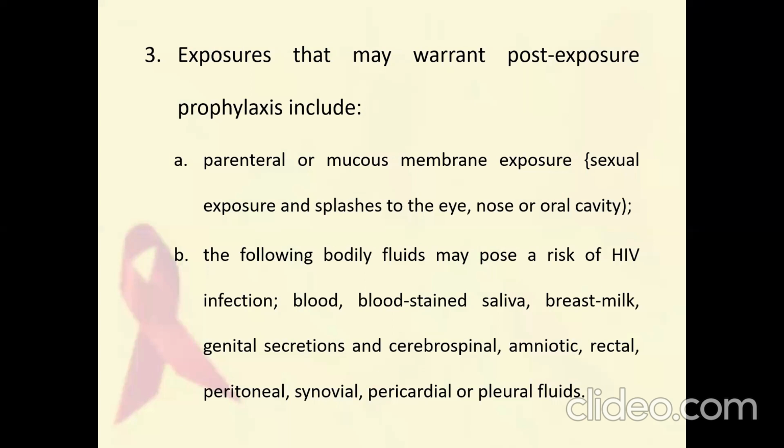Exposures that may warrant post-exposure prophylaxis include parenteral or mucous membrane exposure, that is sexual exposure, and splashes to the eye, nose, and oral cavity. The following bodily fluids may pose a risk of HIV infection: blood, blood-stained saliva, breast milk, genital secretions, cerebrospinal, amniotic, rectal, peritoneal, synovial, pericardial, or pleural fluids.